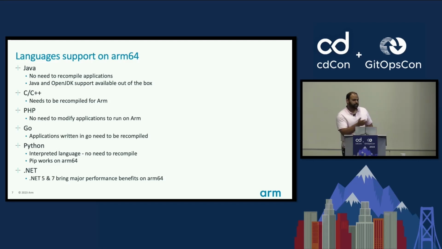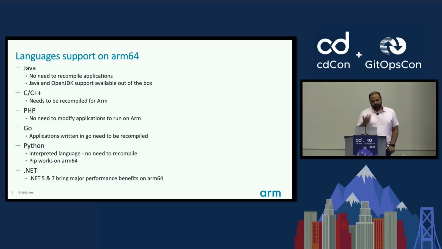C++, yes, you'll need to recompile because again, it's a different processor architecture. PHP, no need to modify anything. When I say PHP, I also mean Node.js, TypeScript, JavaScript, because we don't need to compile those applications. They run out of the box on ARM-based platforms. Go is interesting. Golang has had support for ARM since a long time ago. But yes, they will need to be recompiled. And in our demo, we'll see how you can build your Docker image based on Go and make it multi-arch so that it runs out of the box and you don't have to think about anything.